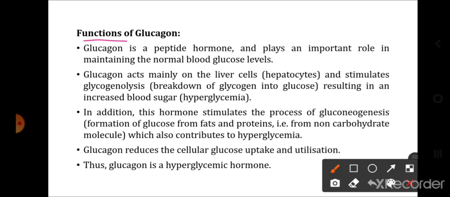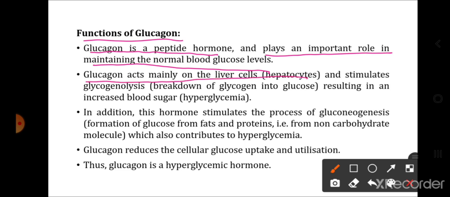So first of all, the functions of glucagon. Glucagon is a peptide hormone and plays an important role in maintaining the normal blood glucose level. It mainly acts on the liver cells, that are hepatocytes, and stimulates glycogenolysis. Glycogen, and lysis is breakdown, that is breakdown of glycogen into glucose. Glycogenolysis, lysis is breakdown of what? Glycogen. Into what? Into glucose. Resulting in an increased blood glucose level.